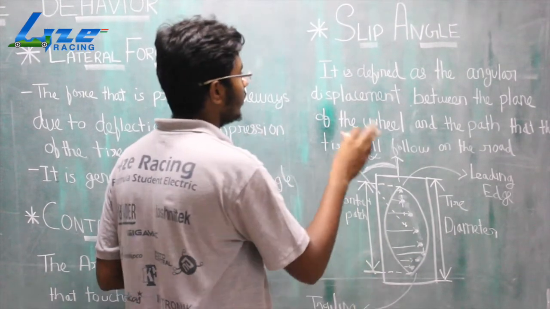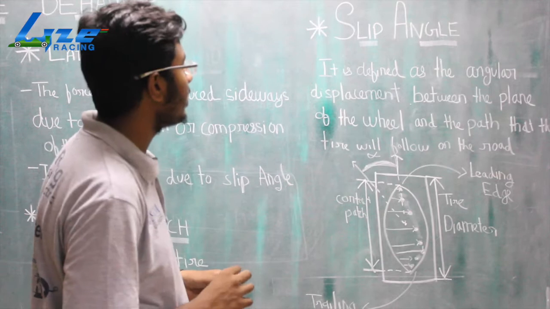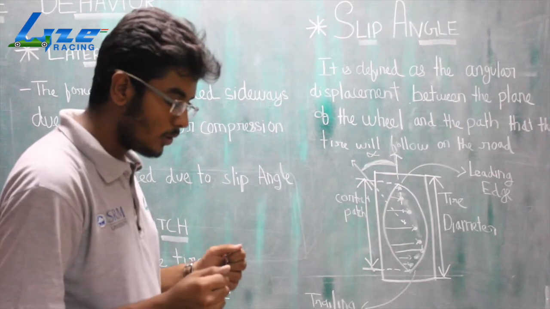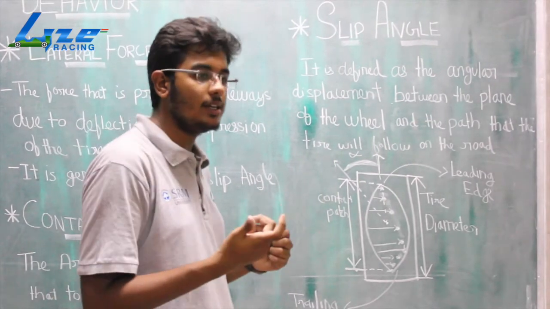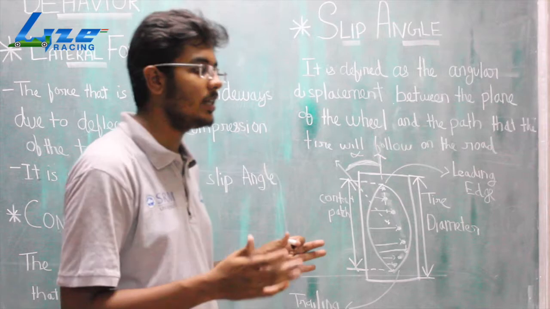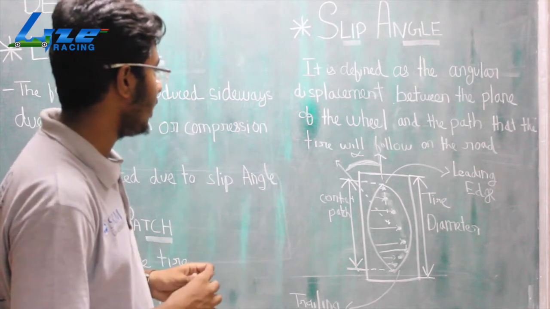The slip angle is defined as the angular displacement between the plane of the wheel and the path that the tyre will follow on the road. Now if we rotate our steering wheel about 5 degrees, then our tyre rotates only about 3 degrees. This difference in the angular displacement is known as slip angle.